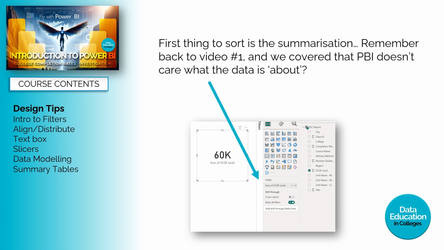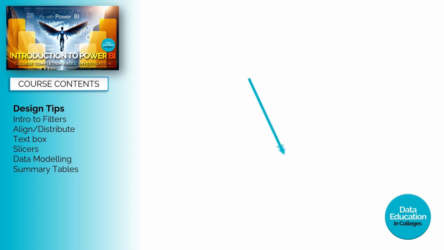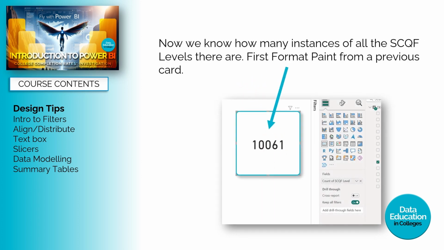First thing to sort is a summarization. Remember, Power BI doesn't care what the data is about. In this case, SCQF level described the level, and yet PBI holds the data as a number, so it doesn't make sense to add them up. Change sum to count. Format paint from a previous card.